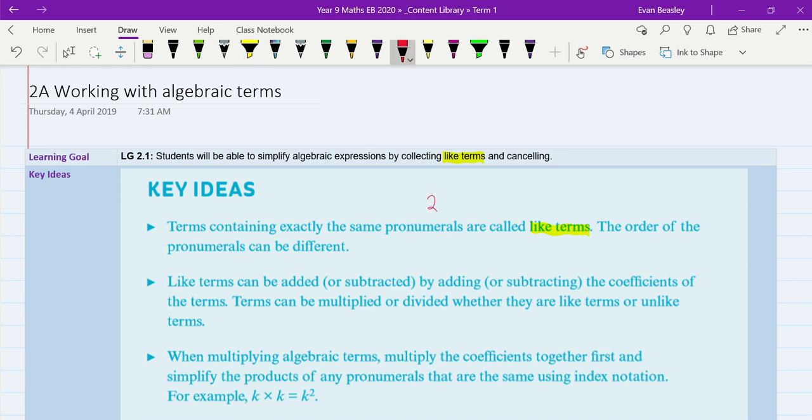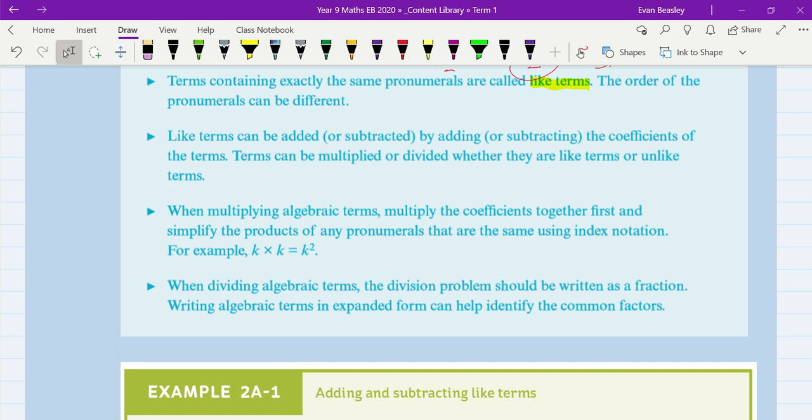So if I'm saying 2AB and 3BA, I look at the letters, and if the letters are the same, these pronumerals, they are like terms, because this can be rewritten as 3AB. Generally in maths, we put them in alphabetical order.